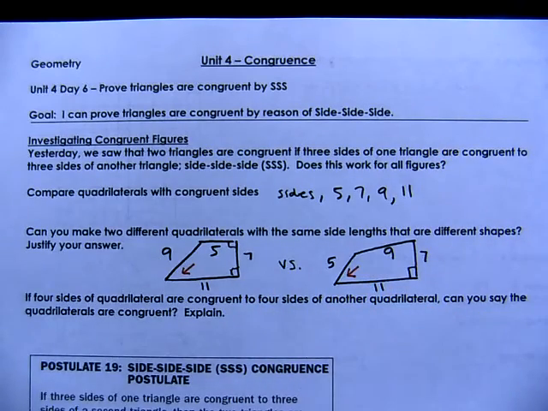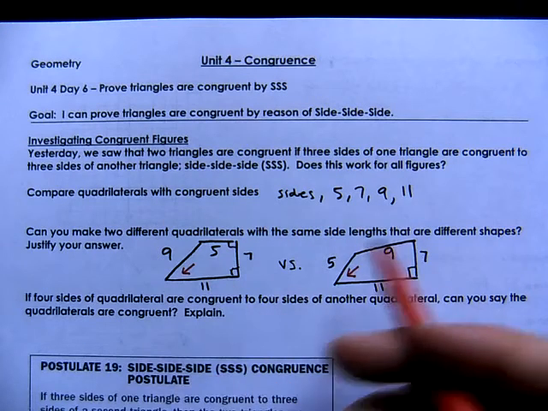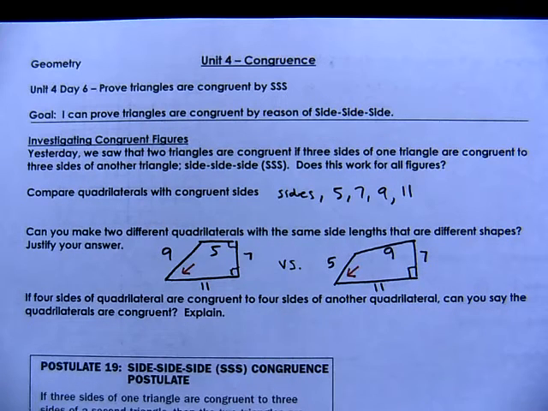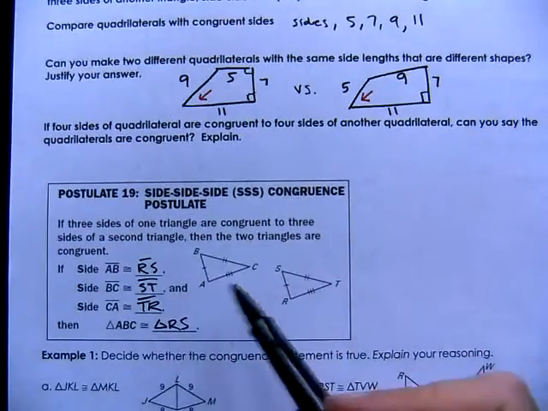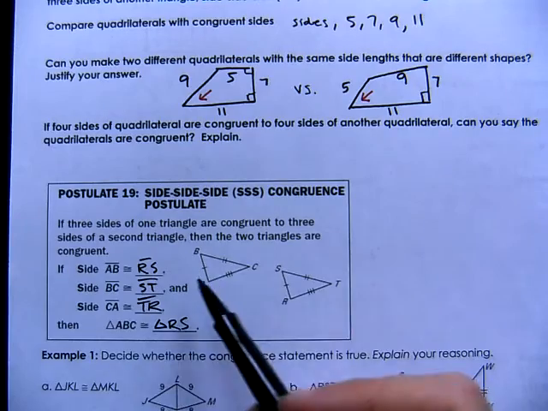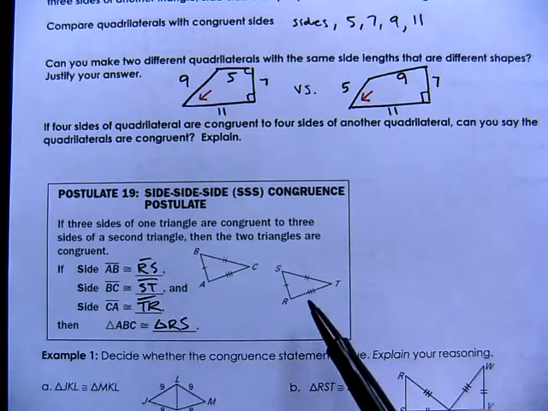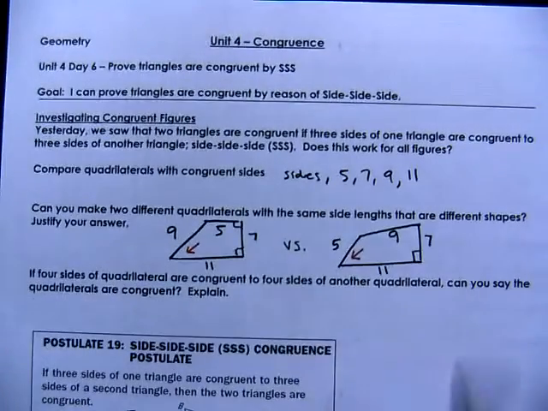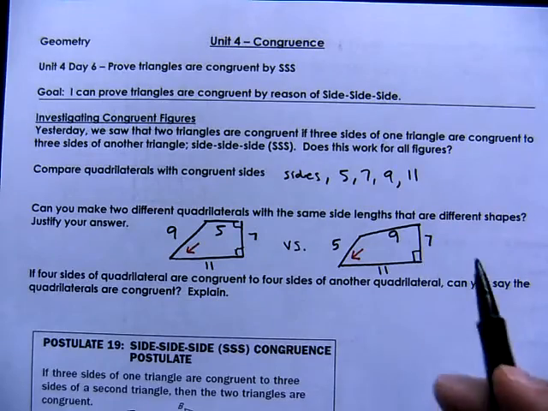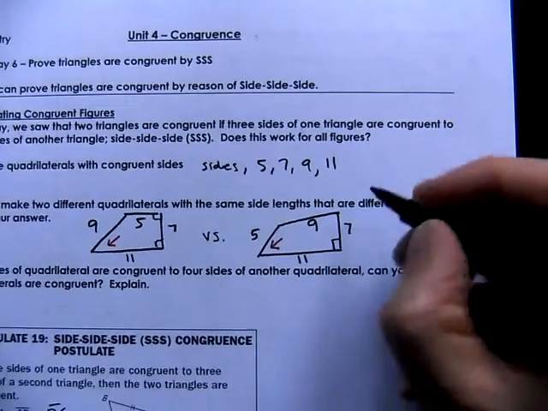We reassembled this trapezoid with these four sides. It's not a trapezoid anymore, and we've created two different quadrilaterals. In other words, these are not congruent. So this pattern of side, side, side, where you are guaranteed to get congruent triangles, only works with triangles. If you have other shapes, it does not work. So let's just summarize that right down here.